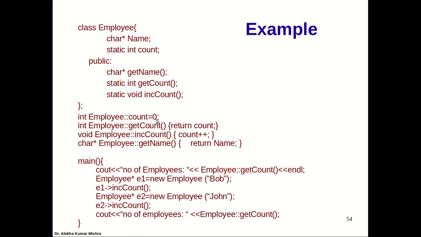Assume that we have a parameterized constructor; I have not defined it here. Then we can do it using this statement: Employee star E1 equals new Employee Bob, which is definitely a parameterized constructor. Dynamically we are passing Bob, so Bob will be the name of the employee. Then E1, incrementCount, it's a static member function, you see that.